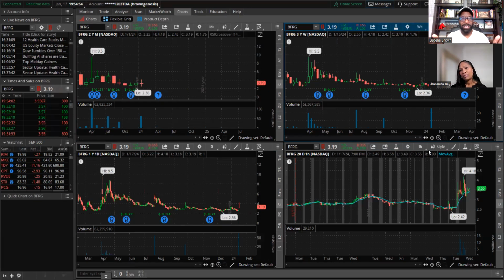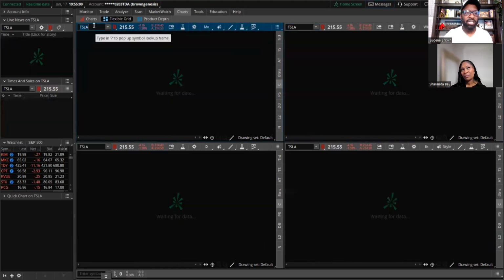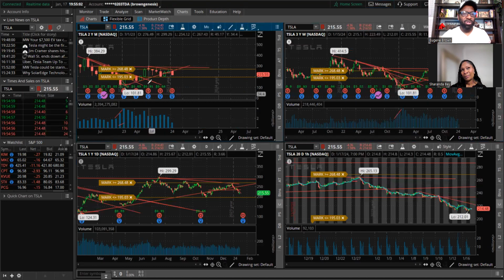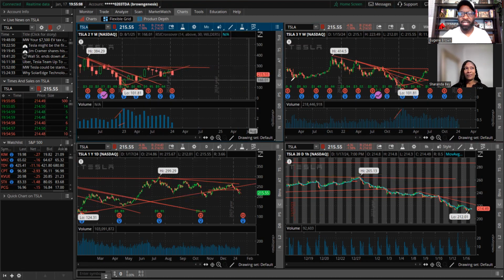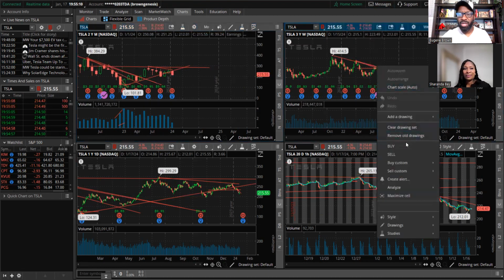So when I set up my stuff, when I'm analyzing something, and say we'll use Tesla as an example, because we were just looking at Tesla, I'll look at the monthly chart first so I can get the big picture. Let me clear all this out.